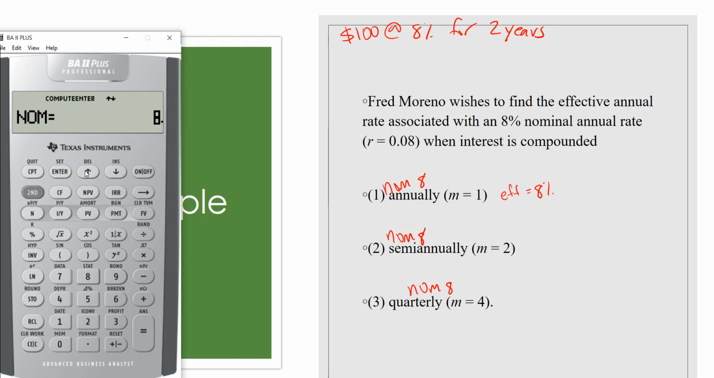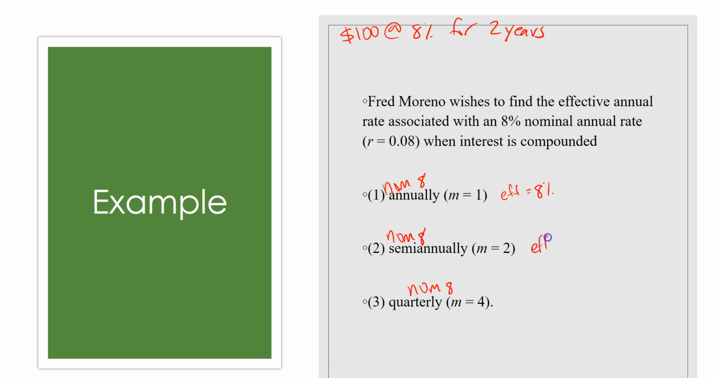Now let's go ahead and do our quarterly. So our nominal rate is still 8%. The equal sign's there, so it's saved. Compounding periods per year, this is our M, and it's 4 because there are 4 quarters in 1 year. Enter to save, scroll up, and compute, and we get 8.24. So as we increase that compounding frequency, our effective rate is increasing.